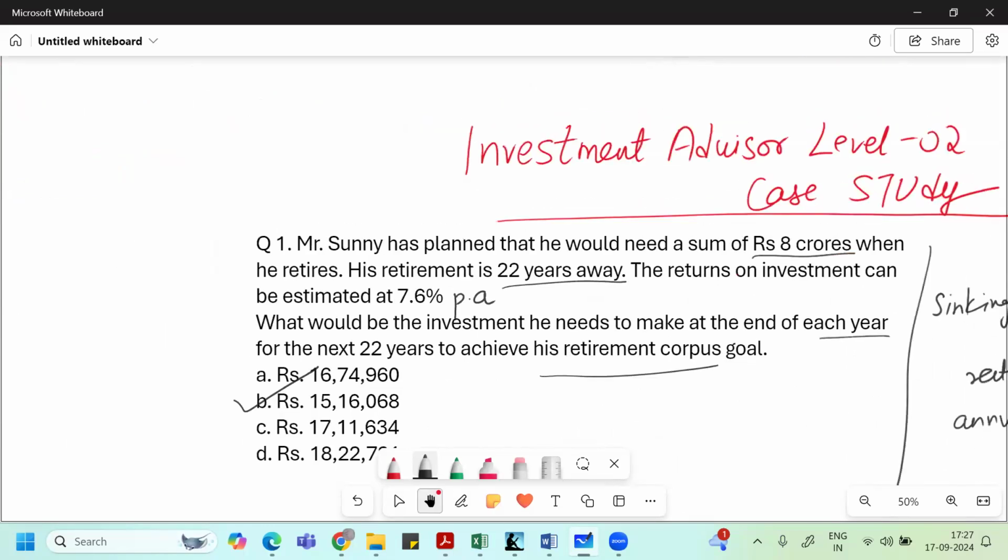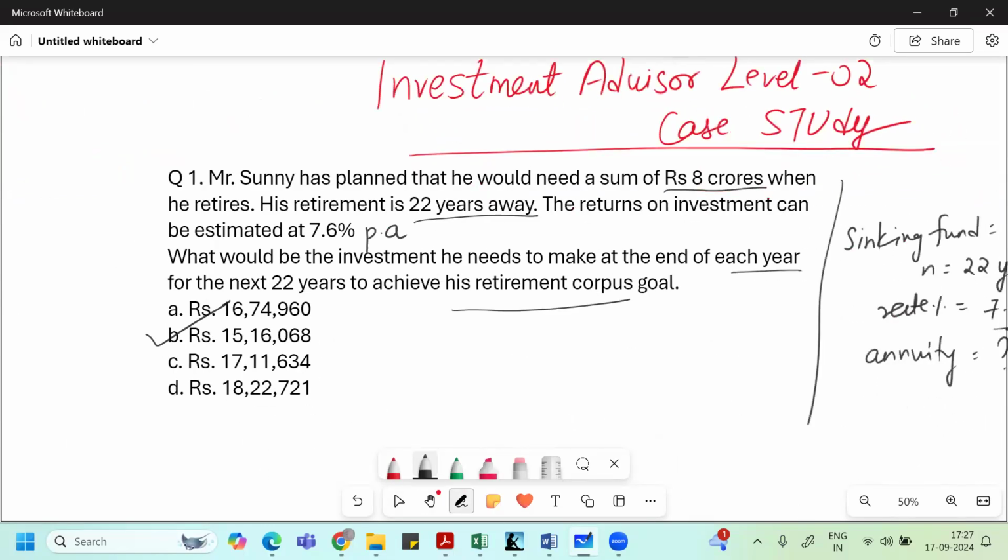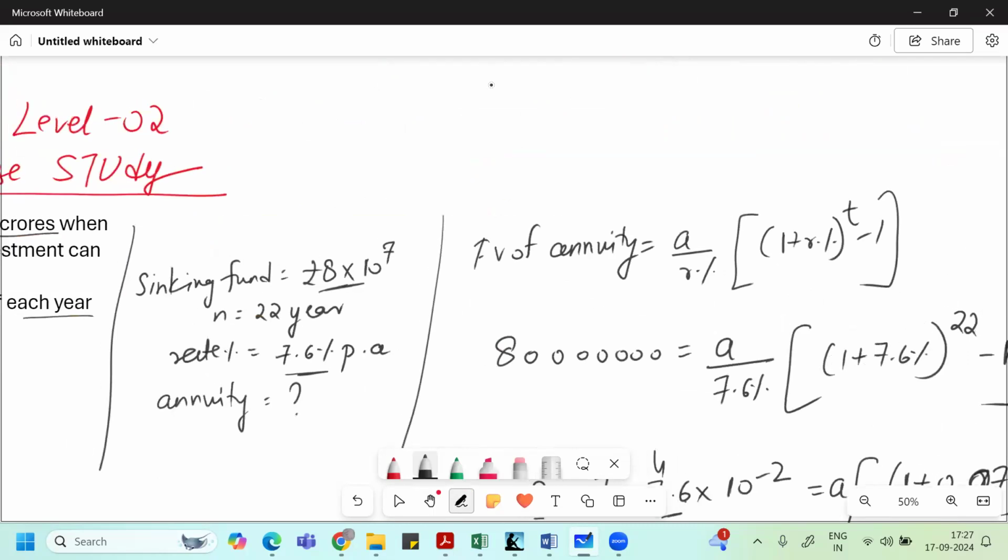The other way, what you can do in Excel, you can go to Excel and write the FV formula. If you write the FV, they'll ask you the rate. Rate would be 7.6%. NPER would be 22. And then they'll ask you the PMT. PMT, you have to determine here. And then PV is what? Present value. There's no present value.